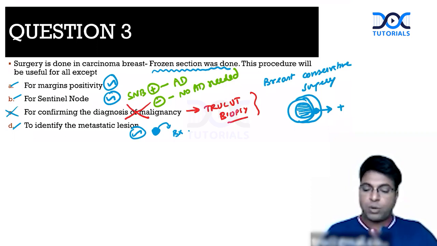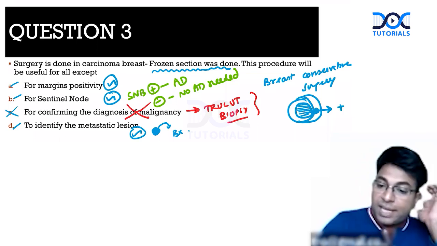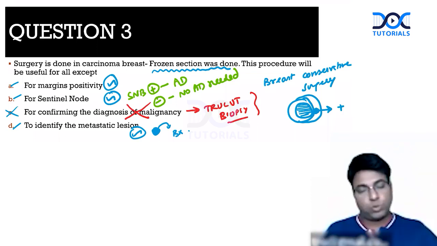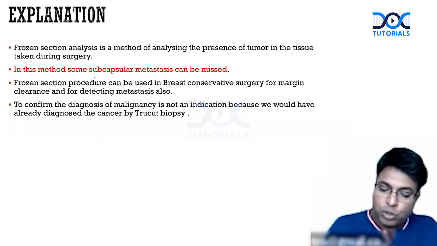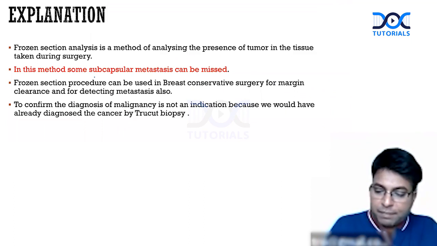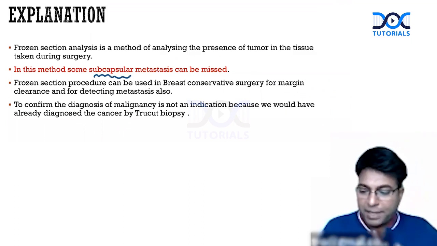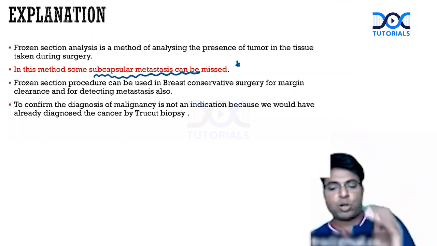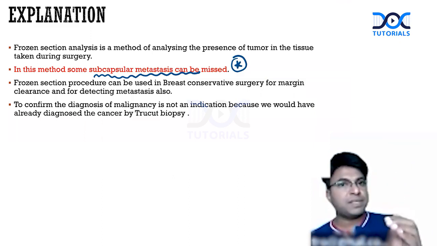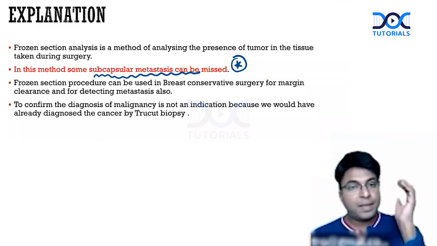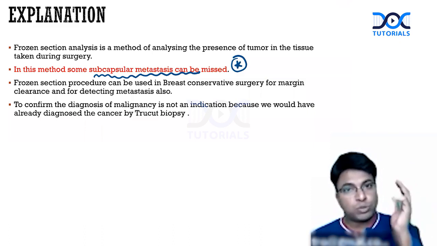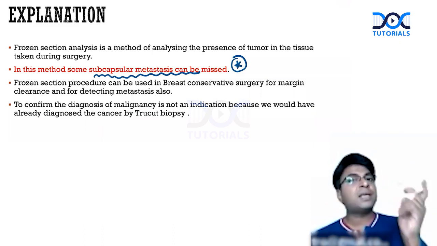Okay, so the sentinel node biopsy question is directly from Bailey and Love. And what is the disadvantage of this frozen section? This is a NEET SS question. There is a huge disadvantage: subcapsular METs can be missed. Please don't forget, when I'm sending a tumor bit, if there is a subcapsular metastasis, it can be easily missed. That is why I'm telling you it is not used for diagnosis. It is only used during the procedure to diagnose margin, metastasis, and node.